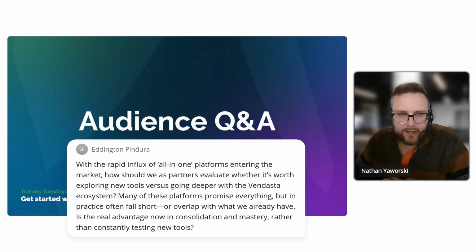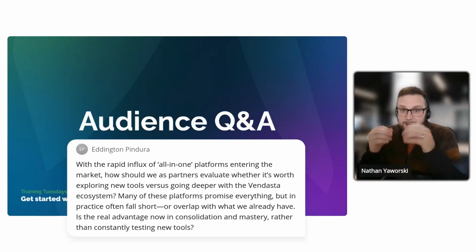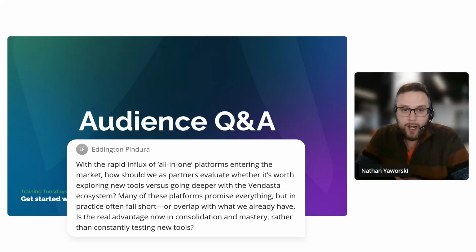Awesome. We got one from Eddington. With the rapid influx of all-in-one platforms entering the market, how should we as partners evaluate whether it's worth exploring new tools versus going deeper with the Vendasta ecosystem? Many of these platforms promise everything, but in practice often fall short or overlap with what we already have. Is the real advantage now in consolidation and mastery rather than constantly testing new tools? This is a really good question, kind of big brain thinking for the agency owners in the room.